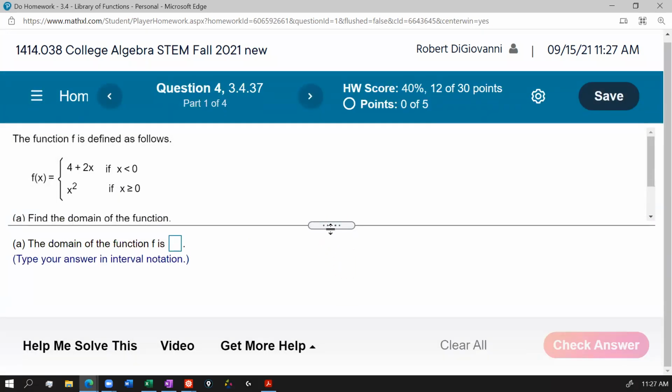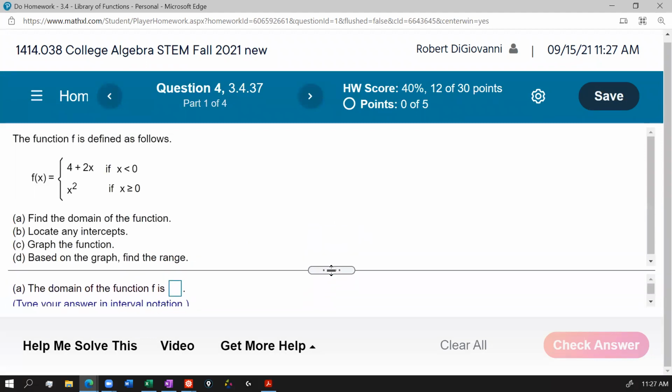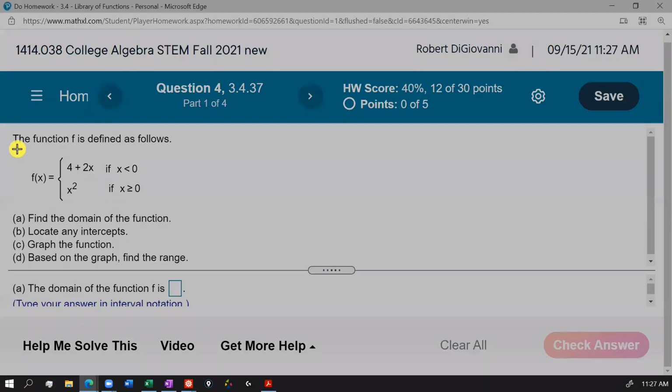Okay, this is going to be another problem like this. So why don't we just start with the graph? Just start with the graph.